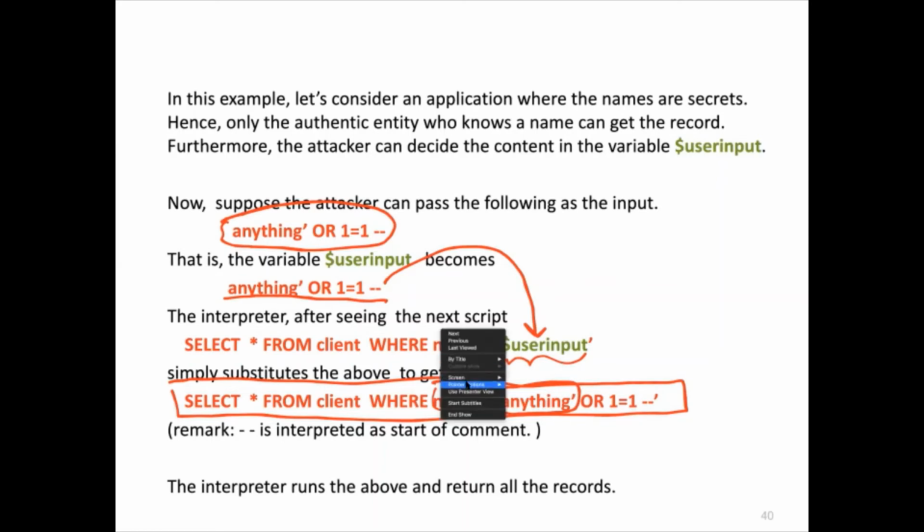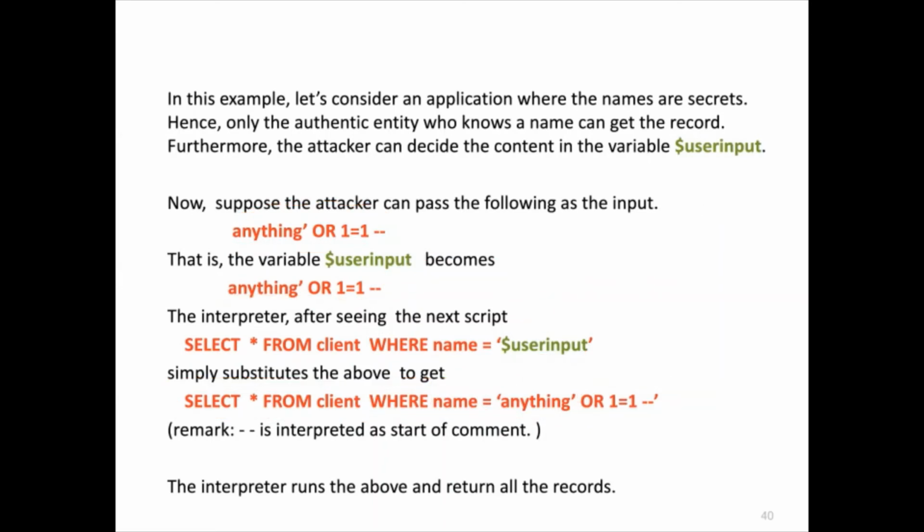Let me clean the screen. So the query will become this one: select star from client where name equal to anything, or 1 equal to 1. So the rest of this is more like commented out, so it will be ignored. The interpreter will ignore the rest of this. 1 is always equal to 1. This is true. So this whole predicate is always true.